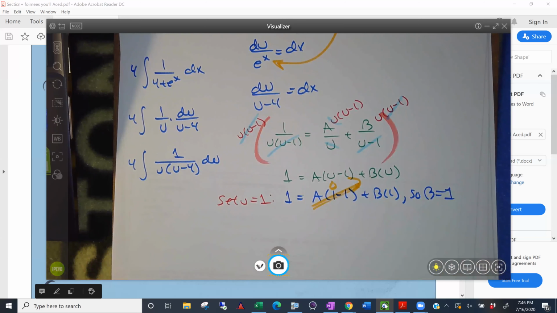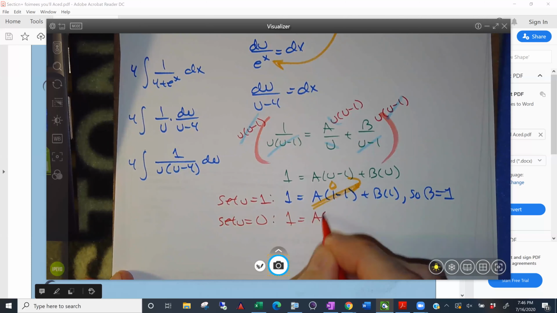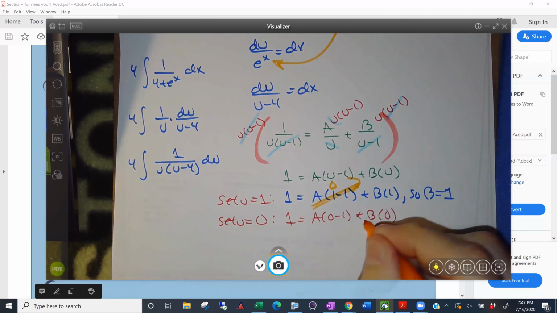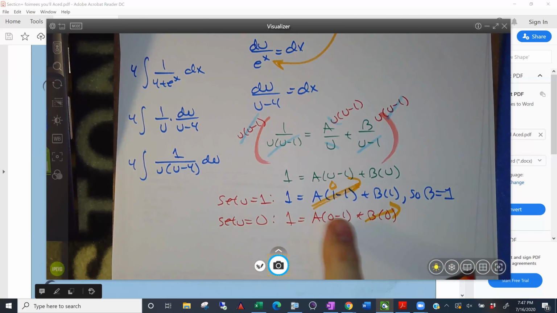What else could I choose to set u equal to? Well, I could set u equal to 0. That would wipe out this b term. Set u equal to 0 and get 1 equals a times 0 minus 1 plus b times 0. Once again, one of our terms drops out. I get negative a equals 1. So a equals negative 1.